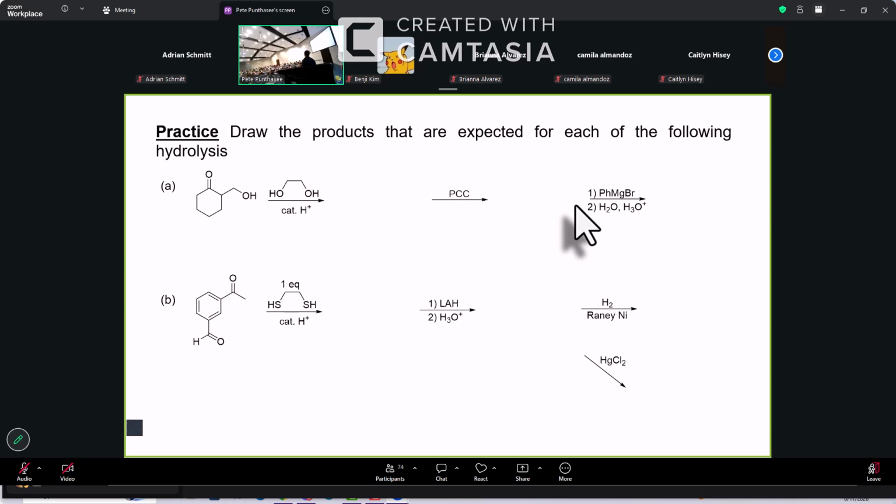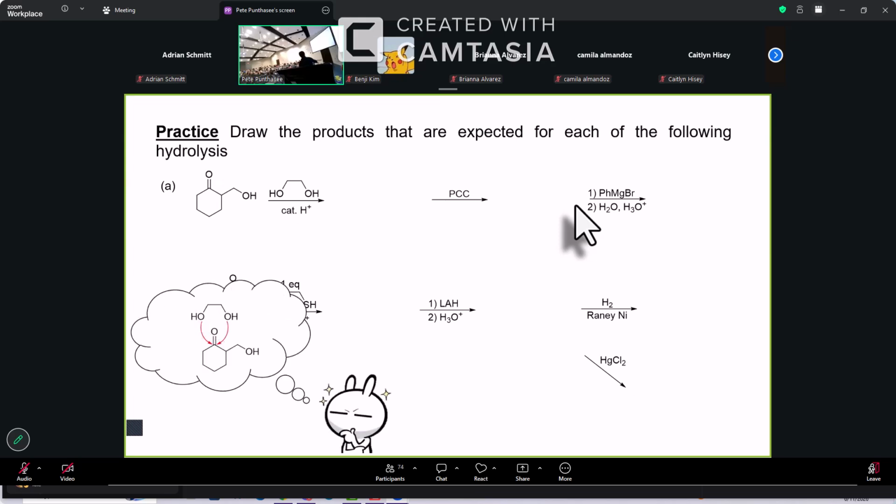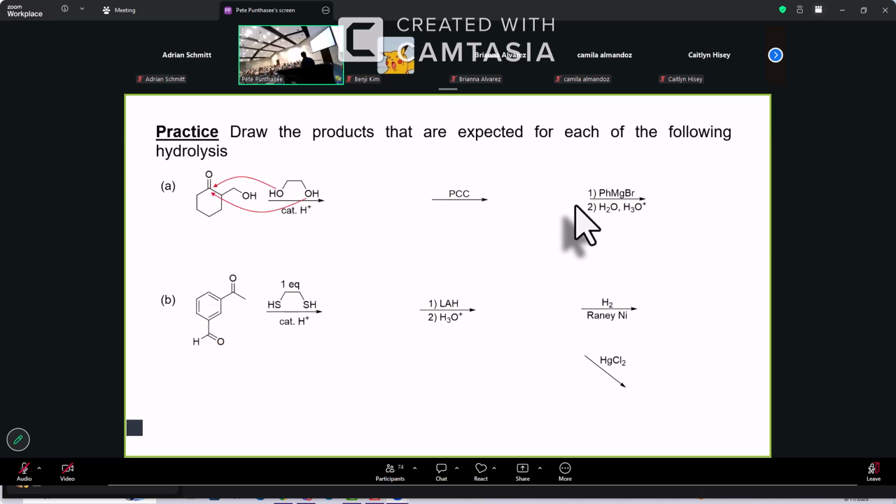All right, eyes up. So the first step is a protecting group. Are you following on that? We're adding ethylene glycol, so your brain should think like that. Okay, so you're going to get this. That's the first step. What does PCC do?